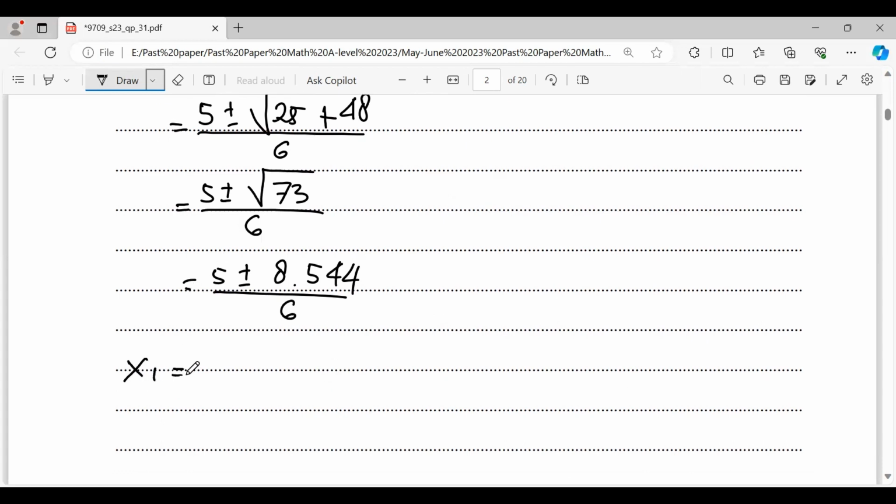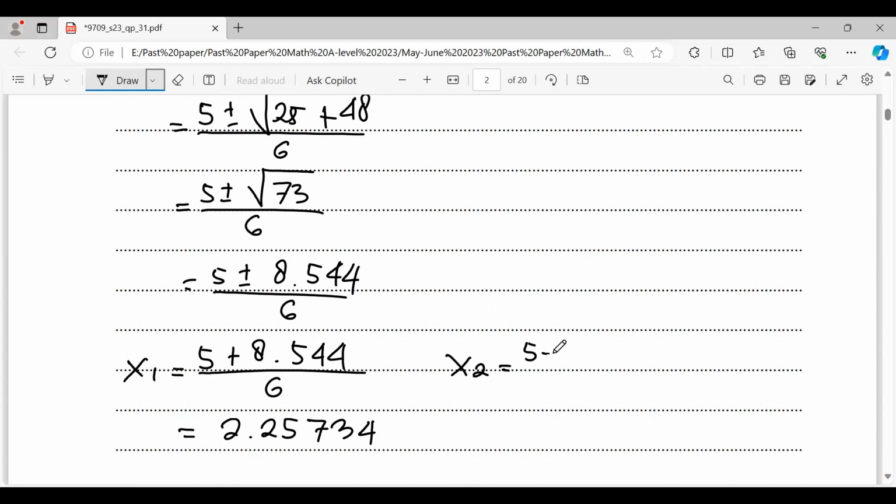It means x1 equals 5 plus 8.544 over 6. Using the calculator, it is 2.25734, while x2 equals 5 minus 8.544 over 6 equals negative 0.59067.